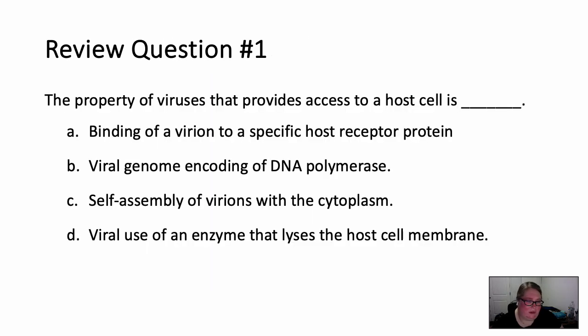But before we dive into 12.4, let's do a quick review question. The review question asks, the property of viruses that provides access to a host cell is what? A, binding of a virion to a specific host receptor protein. B, viral genome encoding of DNA polymerase. C, self-assembly of virions with the cytoplasm. D, viral use of an enzyme that lyses the host cell membrane. So take a second, pause the video, and see if you can't find the answer from 12.3.